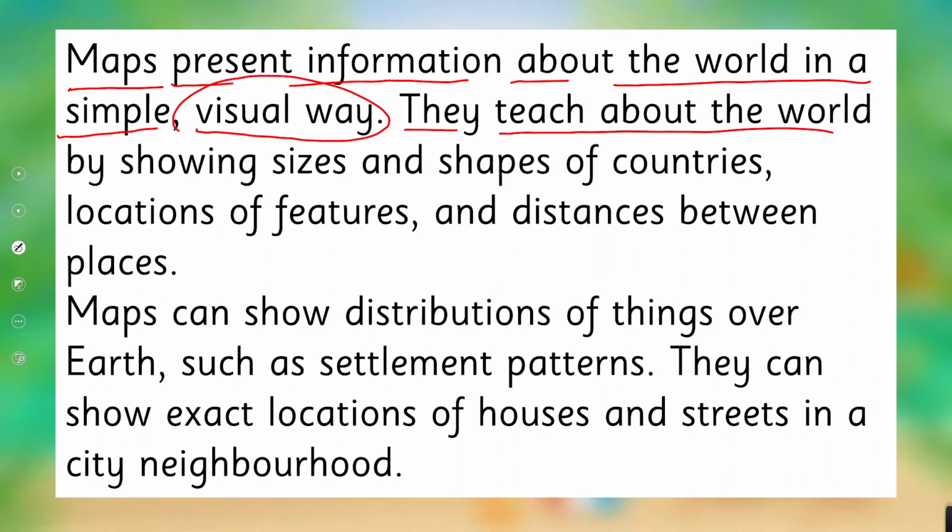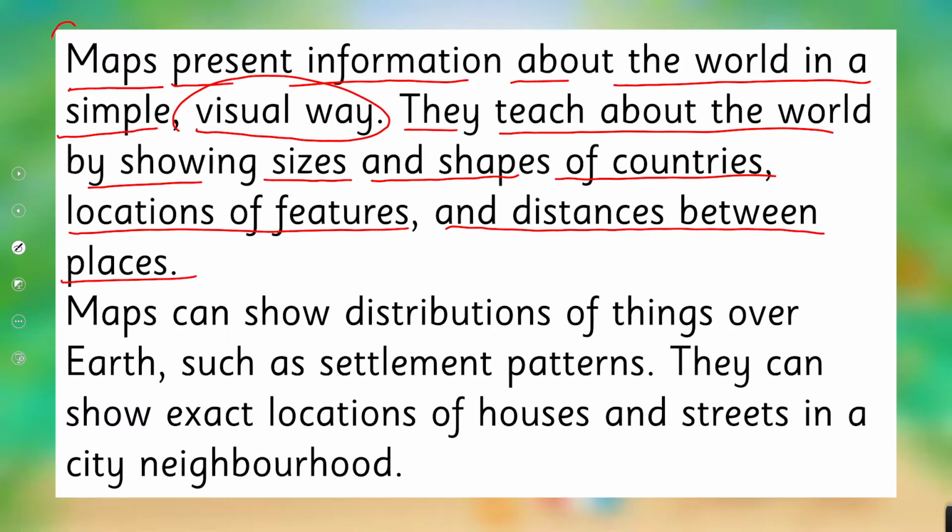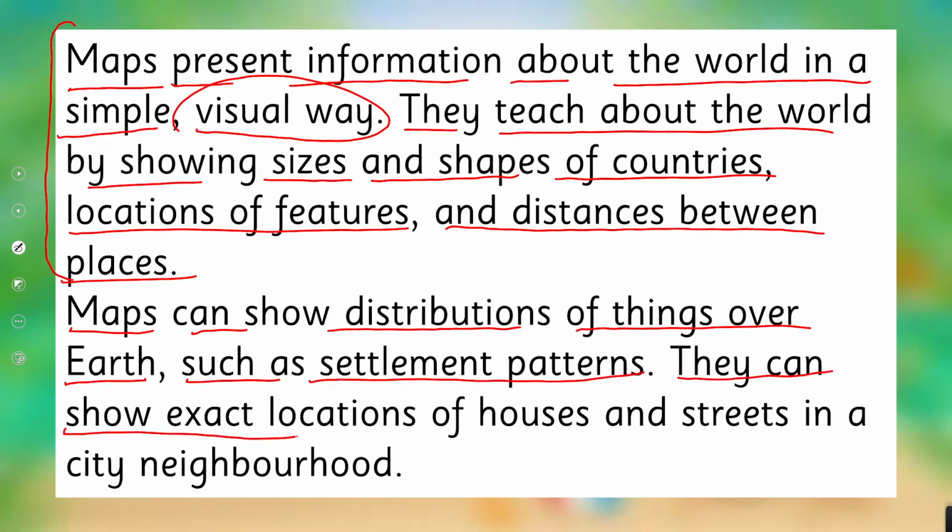They teach about the world by showing sizes and shapes of countries, locations of features, and distance between places. So this type of information we compile to make a map. Maps can show distribution of things over earth, such as settlement patterns, and they can show exact locations of houses and streets in a city neighborhood.